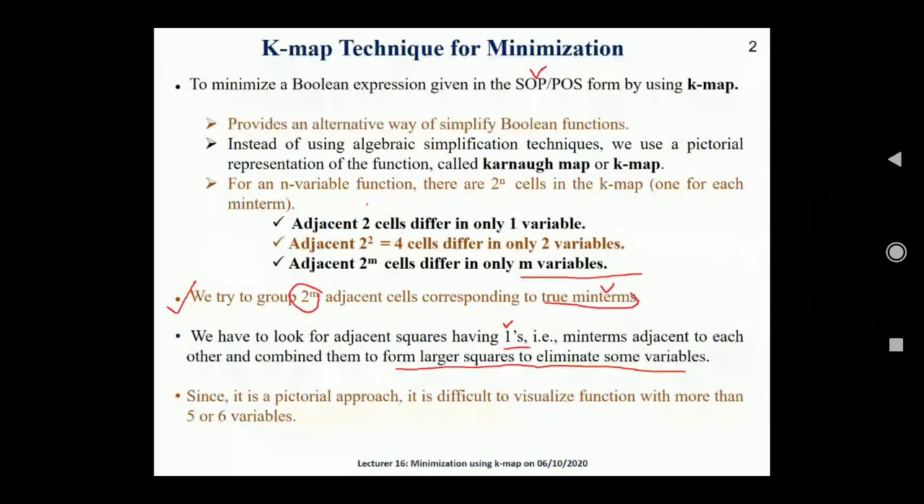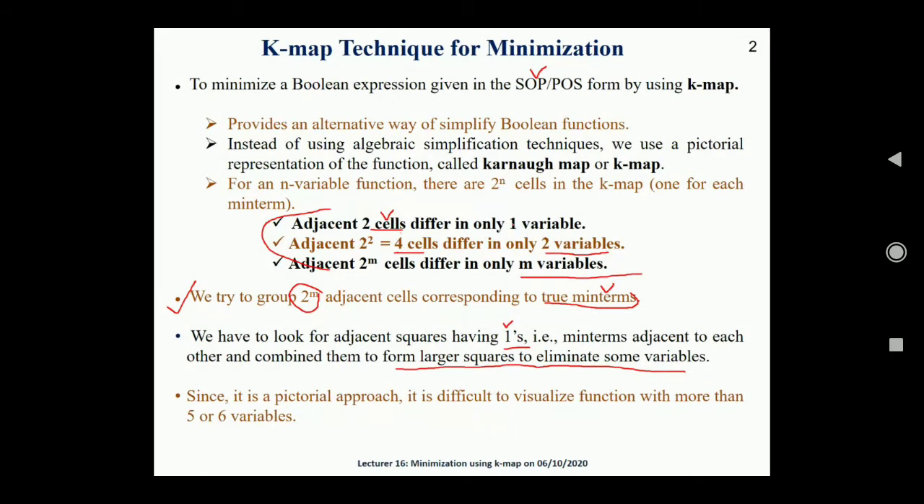So see here, some concepts we are using. Large cell means what? Suppose 2 cells are there. When we are combining 2 cells, and at the same time combining 4 cells, which group is large? 4 cells are large because there are 4 cells. But when we consider 2 cells, it is a very small group. When 4 cells are there, how many variables are different? 2 variables are different. When 2 variables are different, we can eliminate many variables as compared to the 2 cells.